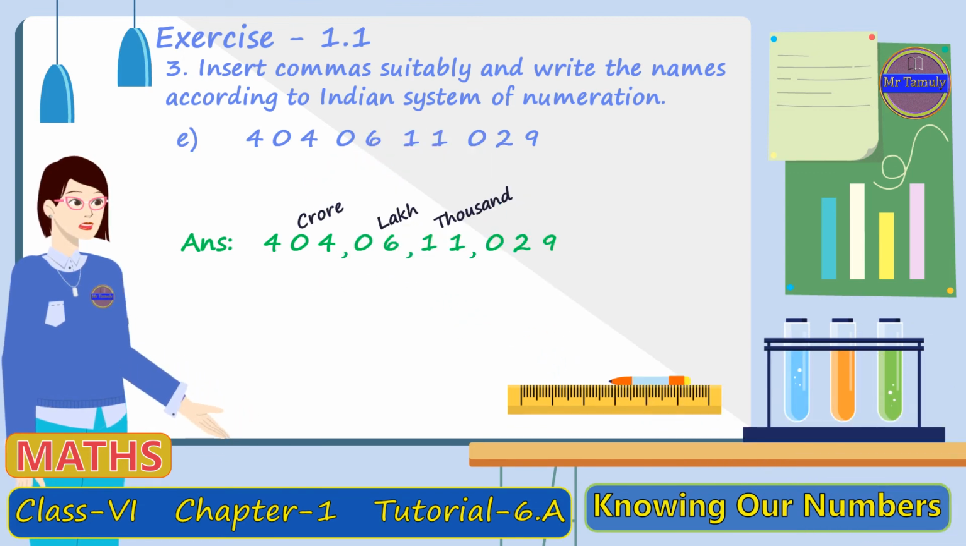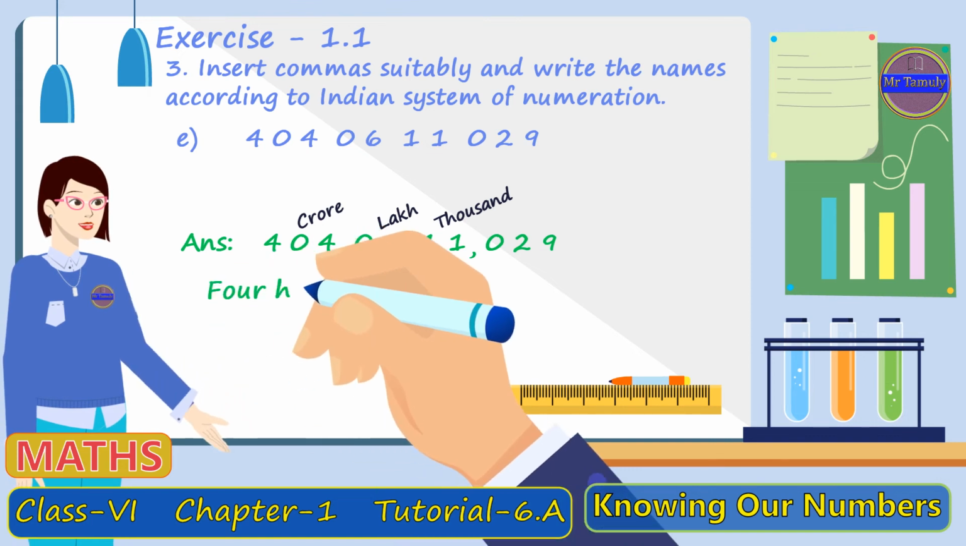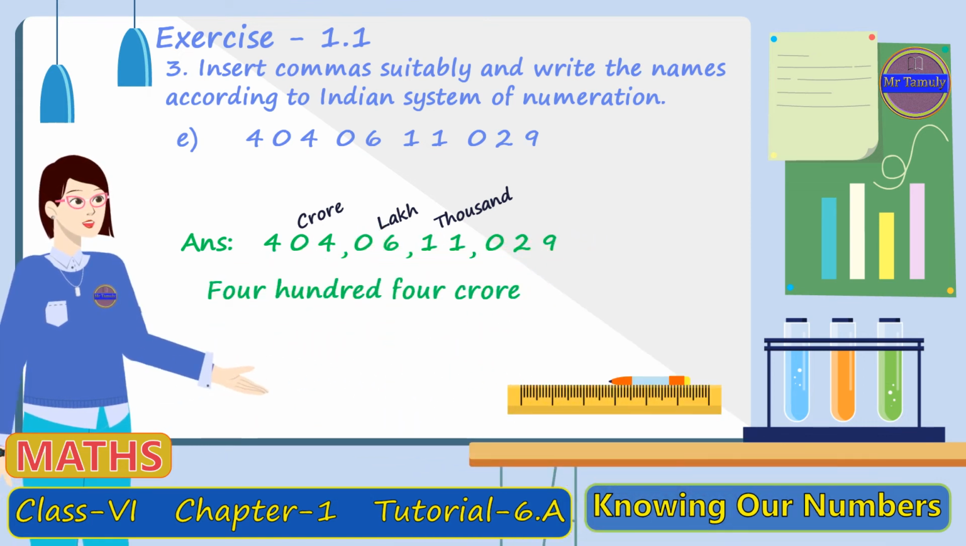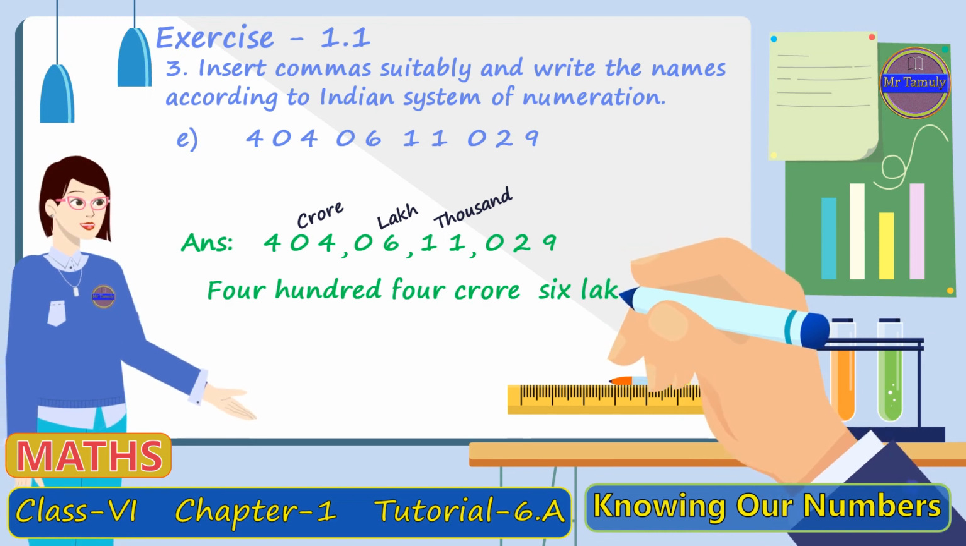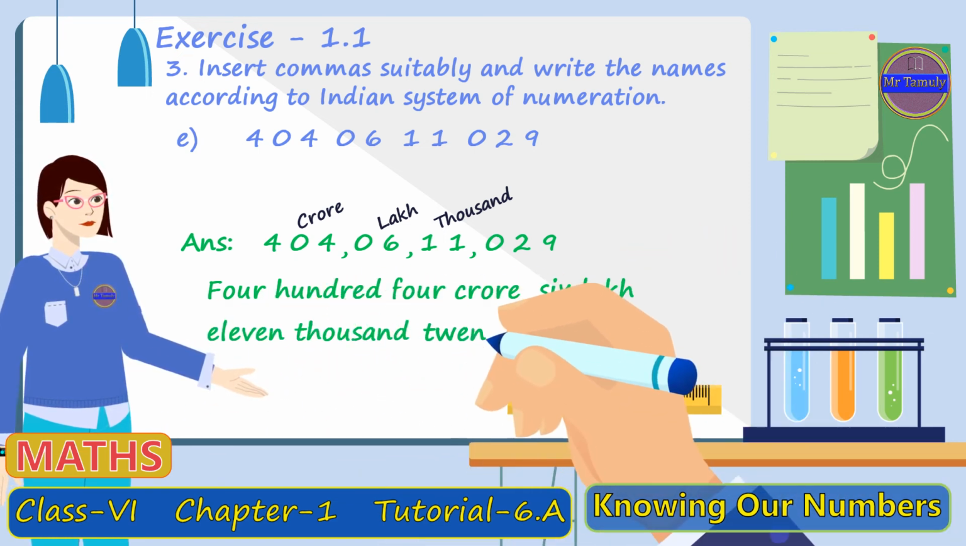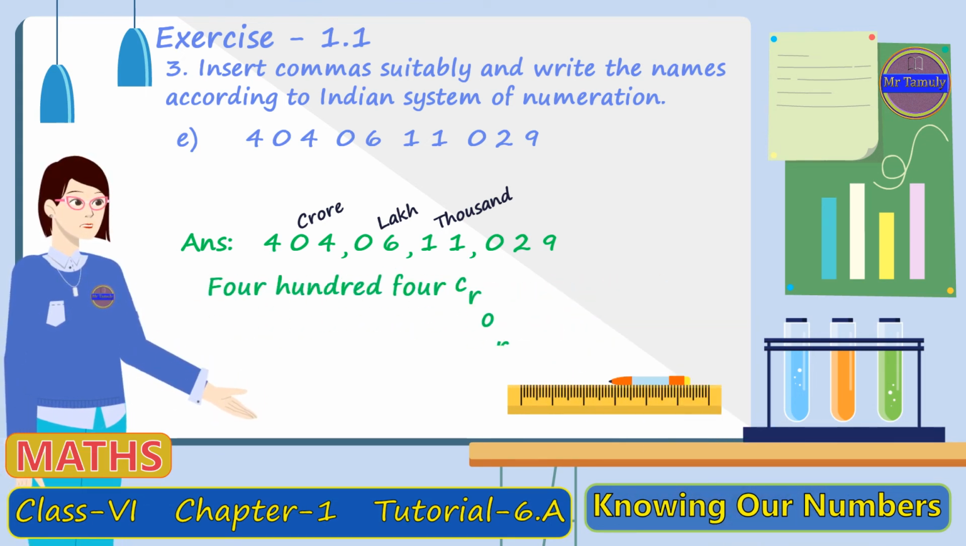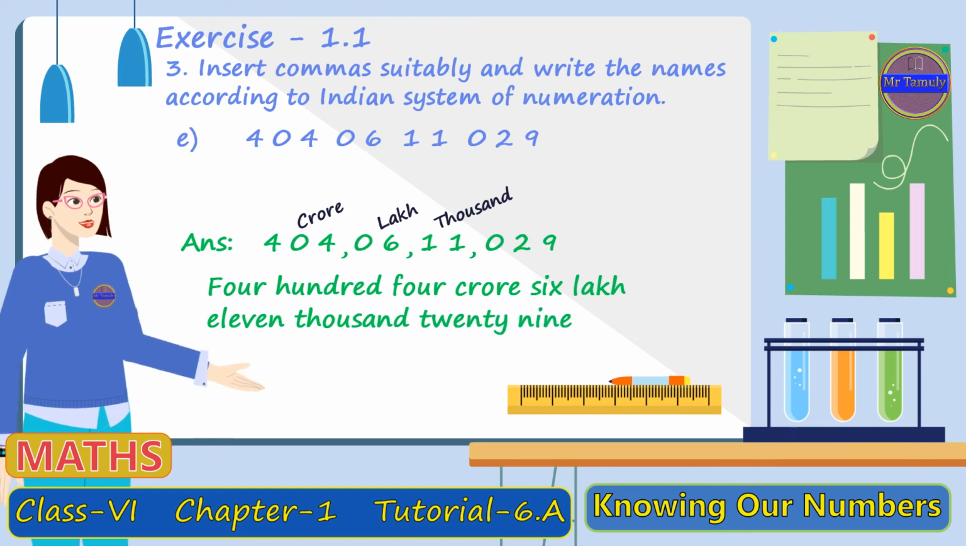Now we are to write the names from left to right. So first we have 404 crore. Next we have 6 lakh. Then 11,000. And in the end we have 29. So the name of our number is 404 crore 6 lakh 11,029.